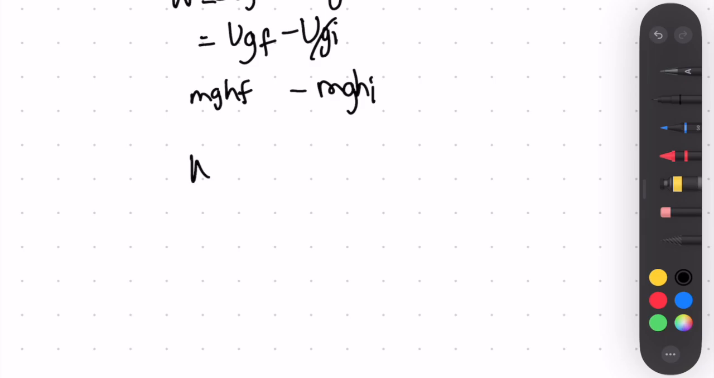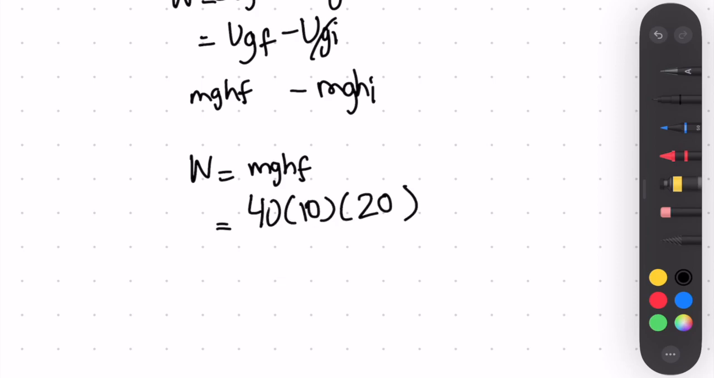Now it's just a matter of looking at work is equal to MGHF, right? So we have mass is 40, our gravity is 10, and our height at the top there is 20. And if you do that, you should be able to get 8,000 joules.